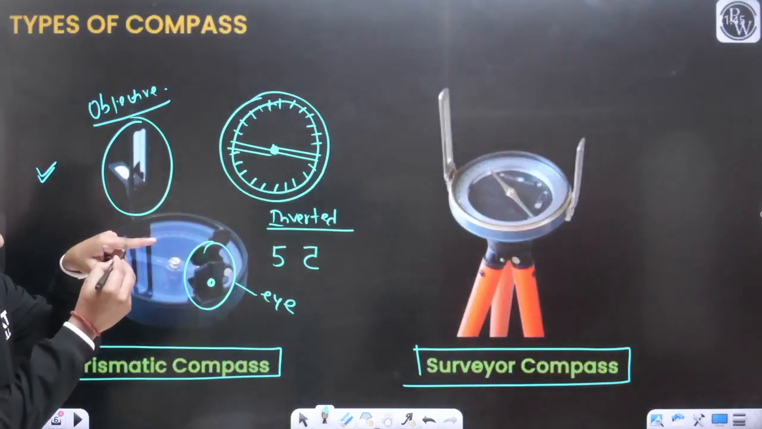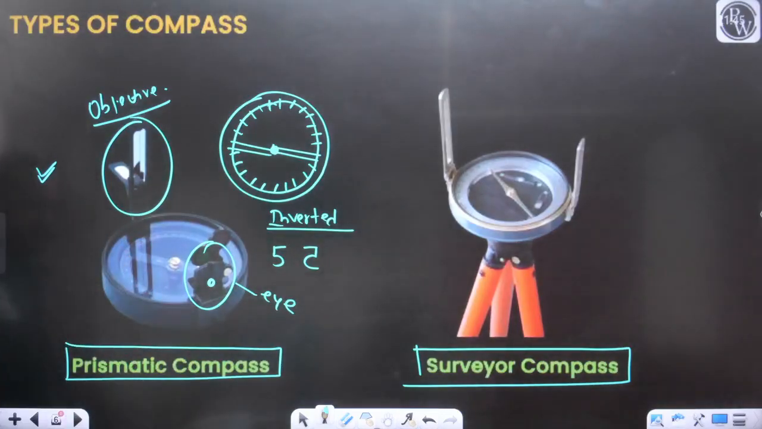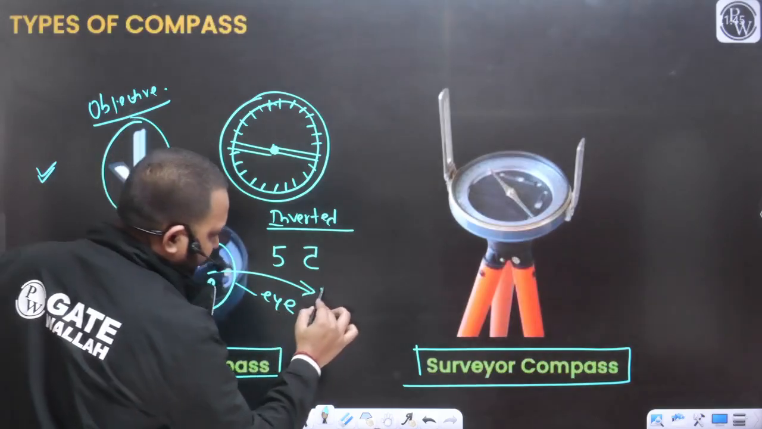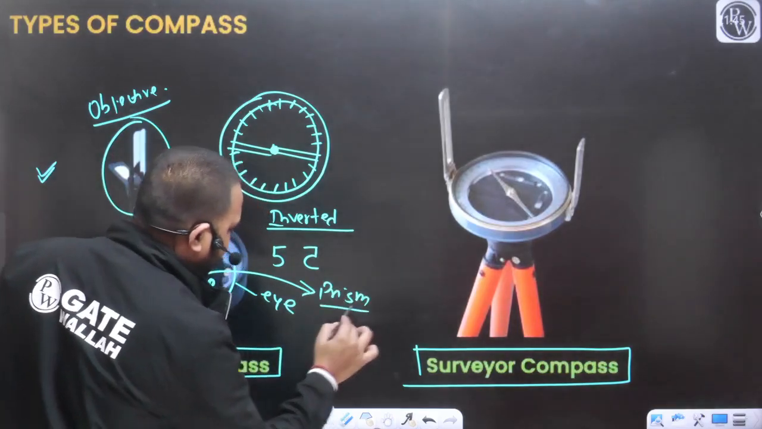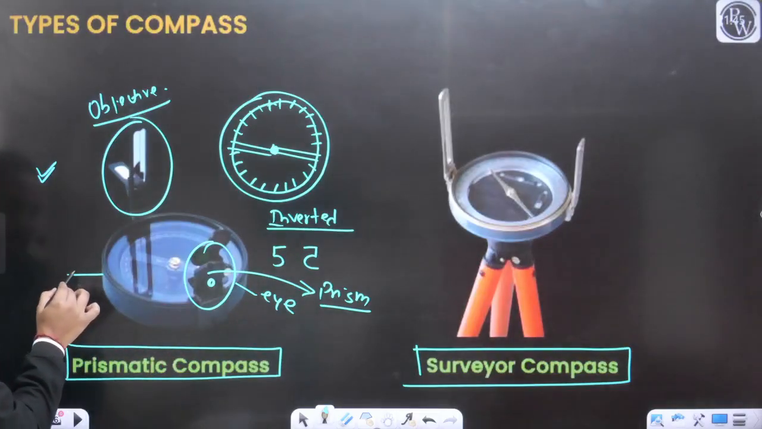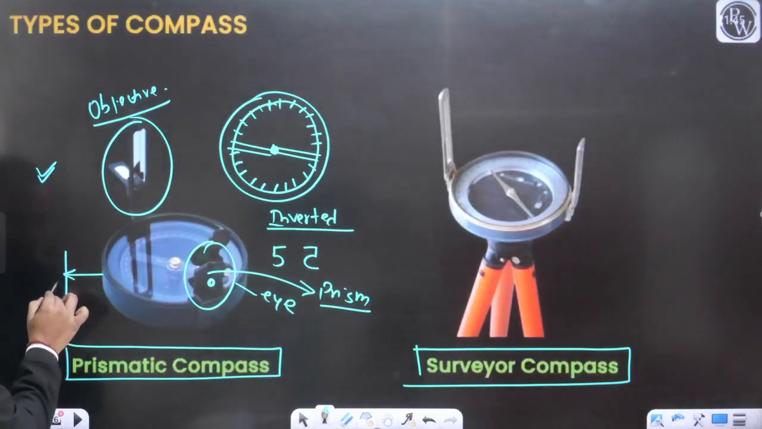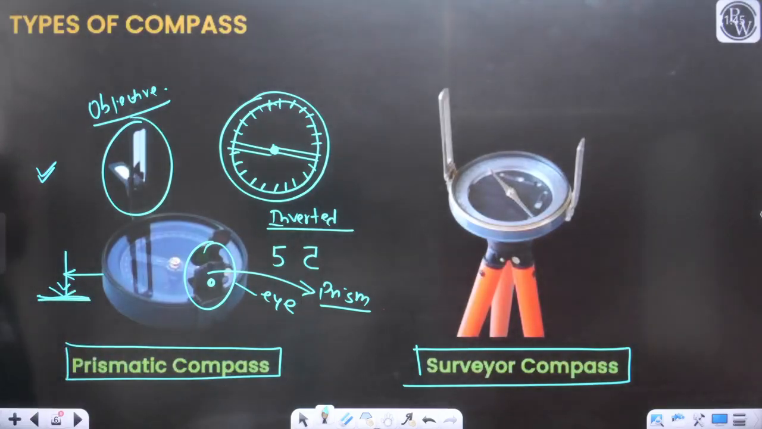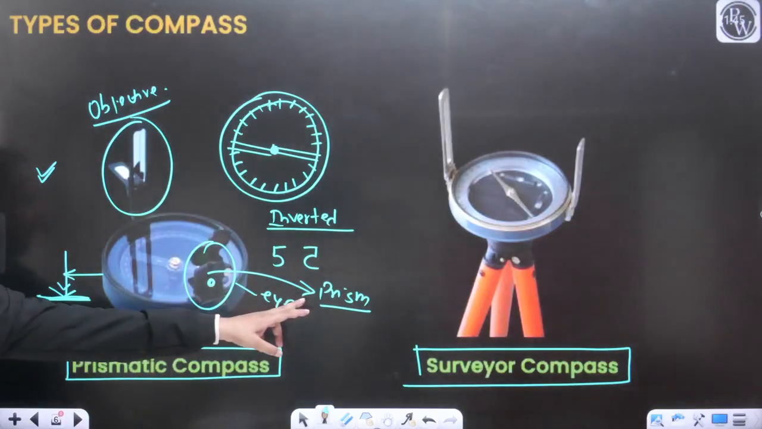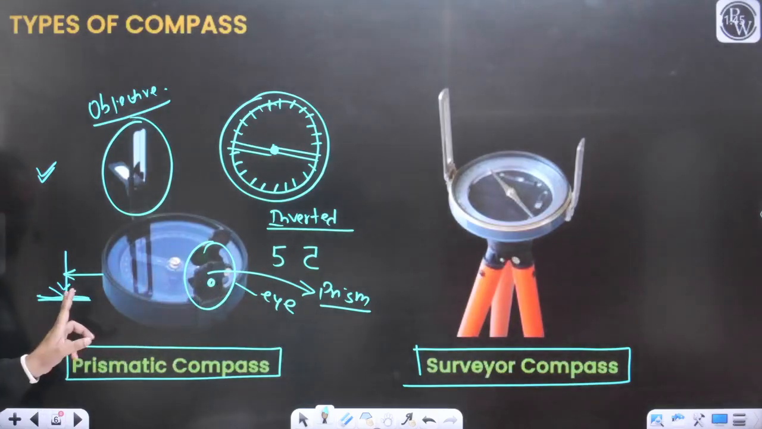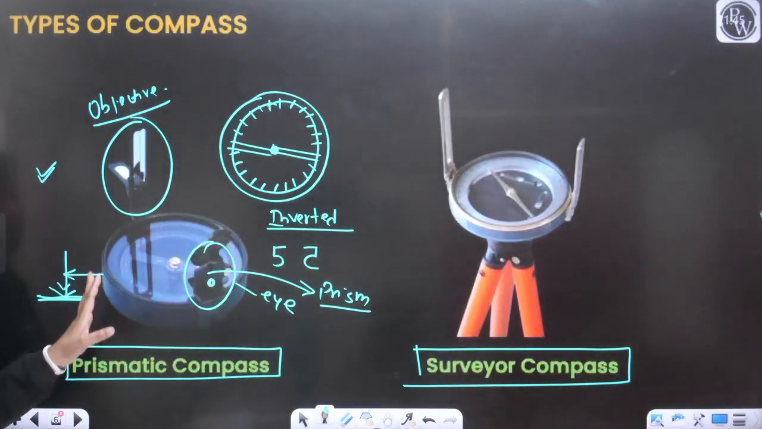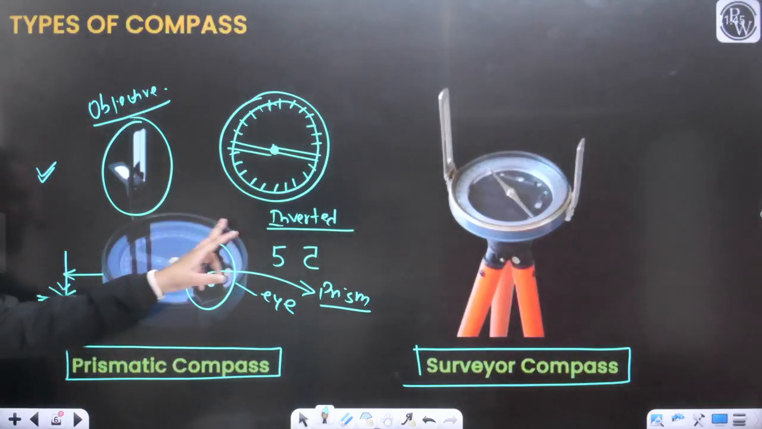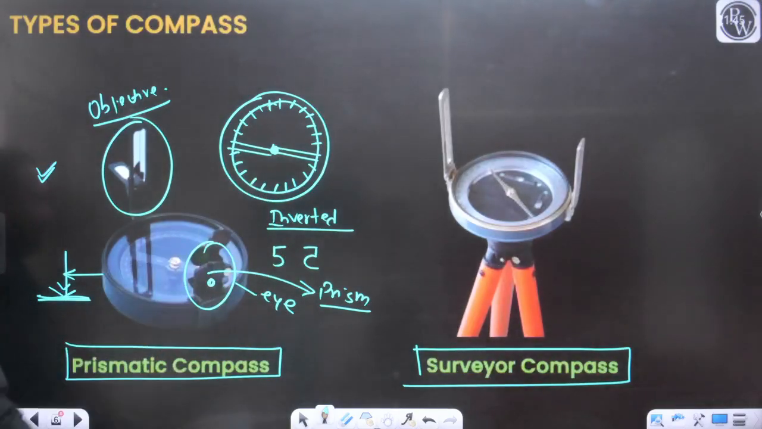Somewhere here we have placed a prism. With the help of the prism, when I look like this, I am able to see the bottom portion. In this way we can read the graduations. So in the eyepiece there is a prism provided, with the help of which we take the observations and the readings, and that's why we have marked the inverted grouped readings on the prismatic compass.